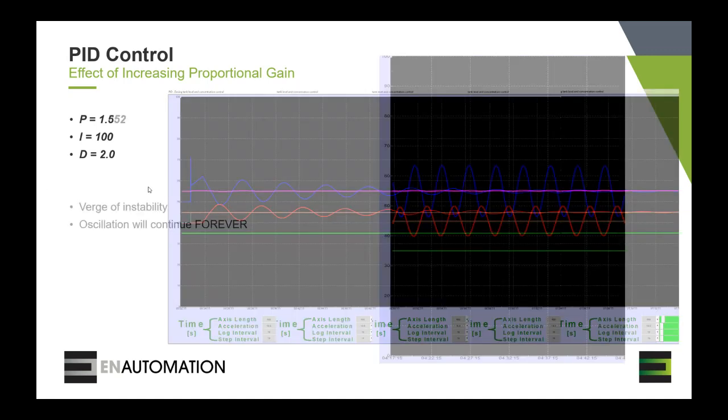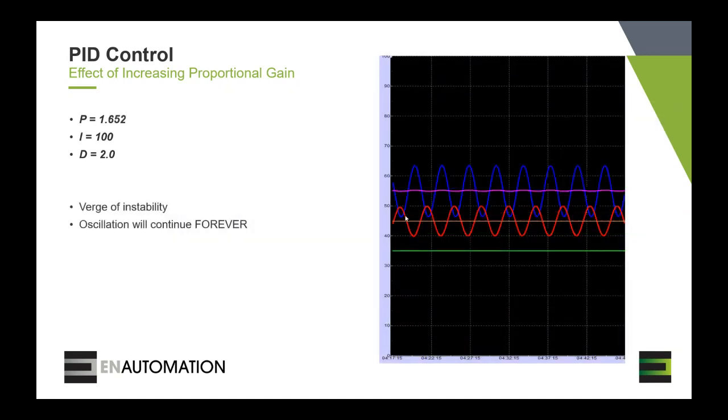And as we increase the proportional gain just a little bit further, we reach a point that each of these peaks are the same size. The overshoot and undershoot are all the same. The process will oscillate back and forth continuously like this, forever, and it will never stop. So at this point, we're on the very verge of instability of the PID control.